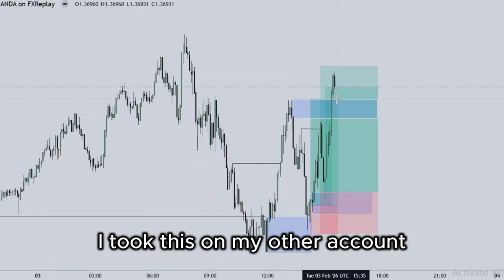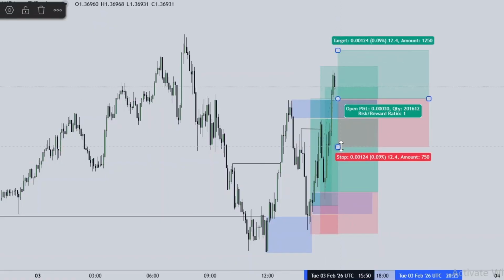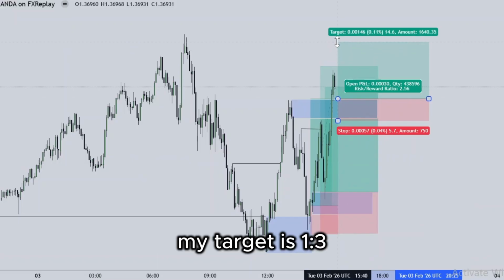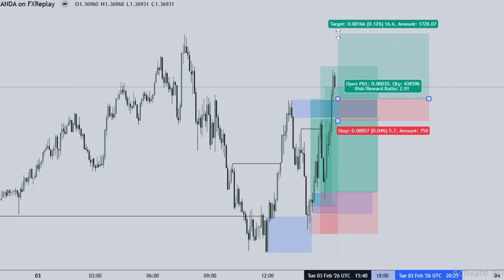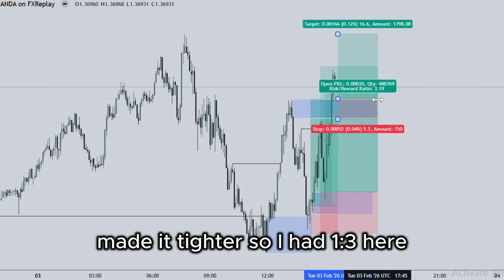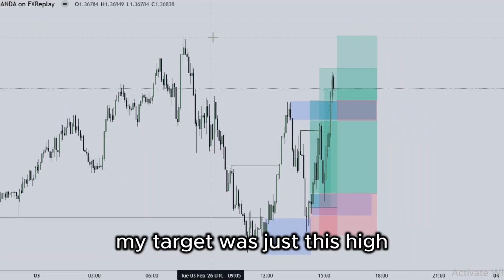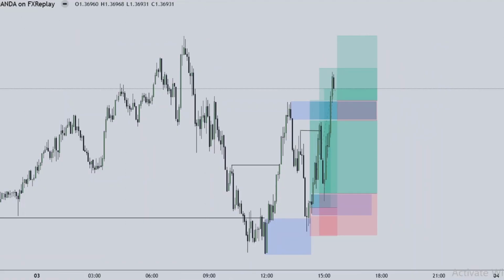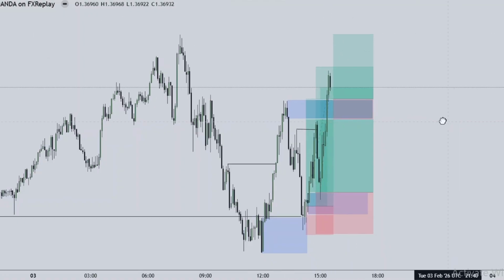I took this on my other account. Keep my stop here. I take it to 1:3. Made it tighter. So I had 1:3 here. My target was just this high. I didn't target the daily's high. So let's see.